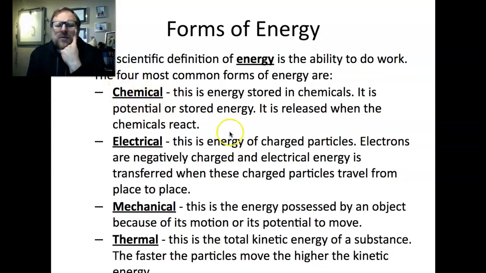So chemical energy is the energy that's stored in chemicals. Remember, chemicals are composed of atoms, and those atoms are held together by bonds. There are a couple of types of bonds that you probably talked about in Unit B, which are covalent bonds, where we share electrons, and ionic bonds, where electrons are stolen from one entity and taken by another, and then they're held together by electrostatic charge. Well, in a chemical, energy is stored in these bonds.